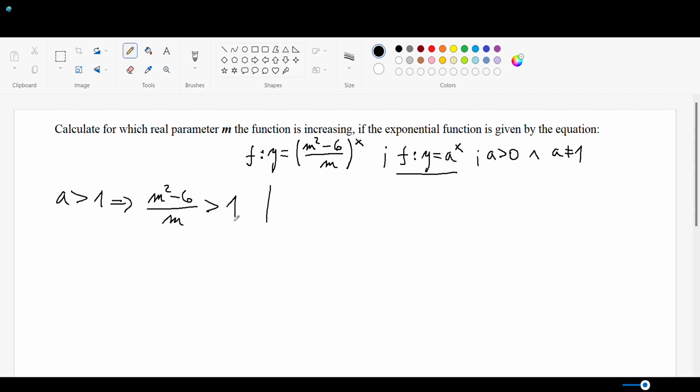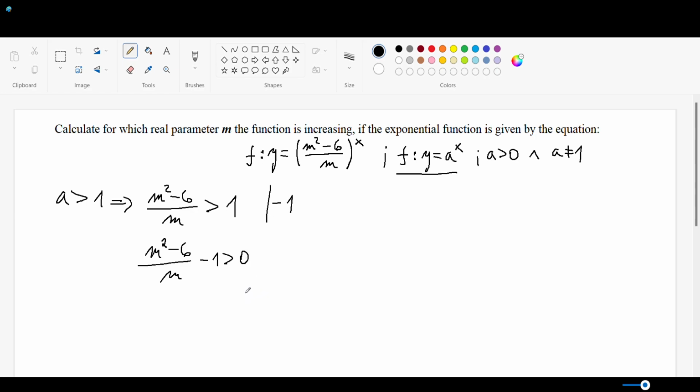There is a problem because there is no 0 on the right side, but I can very easily get 0 there if I subtract -1 from both sides, which would lead to the inequality (m squared take away 6) over m minus 1 is greater than 0.